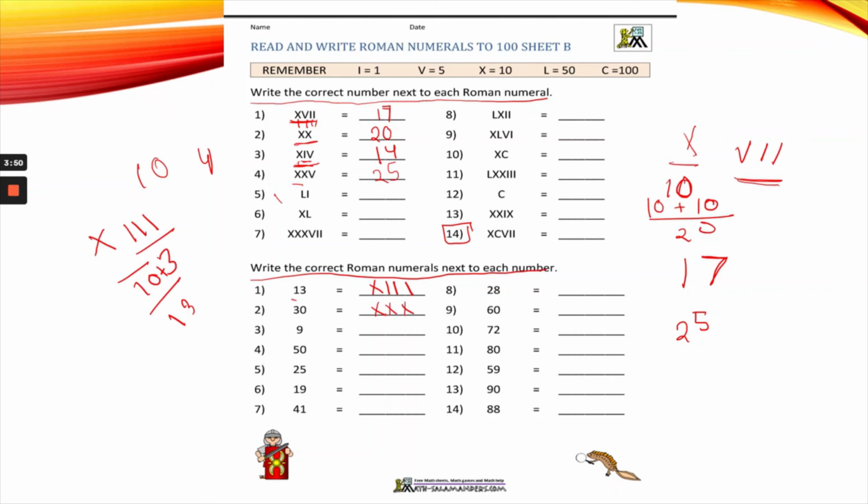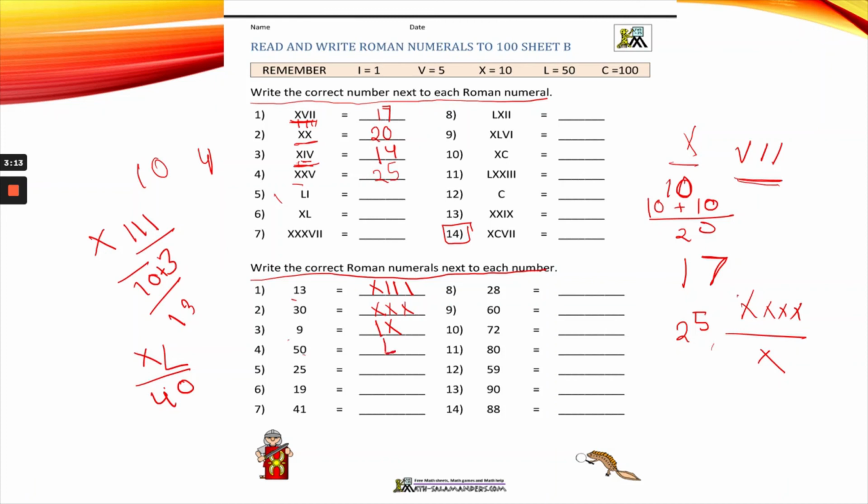30 we can write as XXX. But if it will be 40, then what will we do? We cannot write X four times. This is the correct way: we can do it as L is 50, so L and X. So this one is 40. Do not make a mistake by writing X 4 times, because every numeral which can be repeated can be written only 3 times. Okay, now the third is 9. 9 means I and X, it means 10 minus 1 is 9. Okay, fourth one is 50.